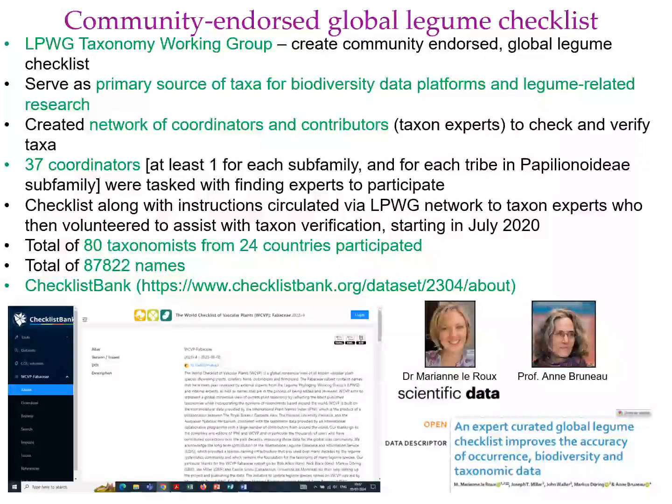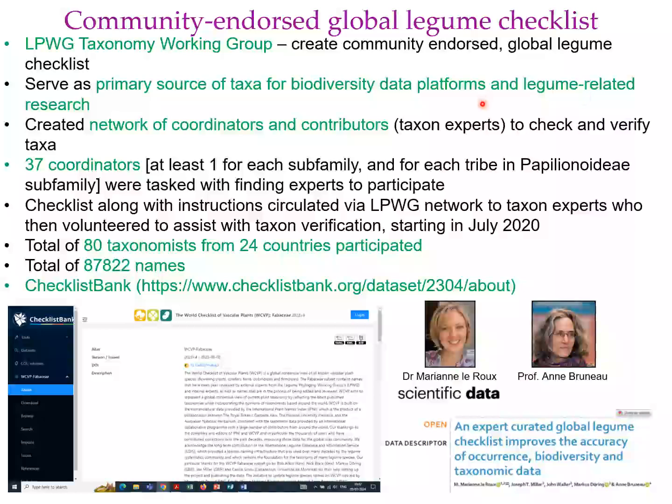So another output which Marianne Leroux was very involved in and one of the leaders of was a community-endorsed global legume checklist. So the legume phylogeny working group, along with this classification, once we were done with the classification, we then moved on to focus on names and checklists for the family. And this actually kept us busy during the pandemic. We were sitting and playing around with names and checklists.